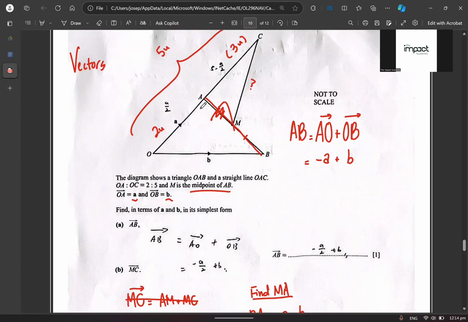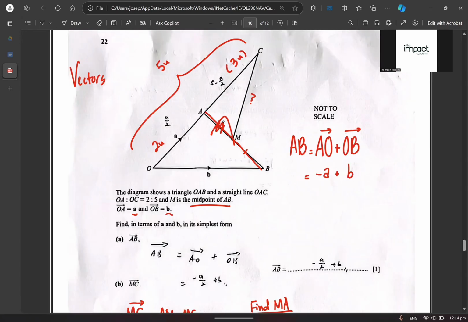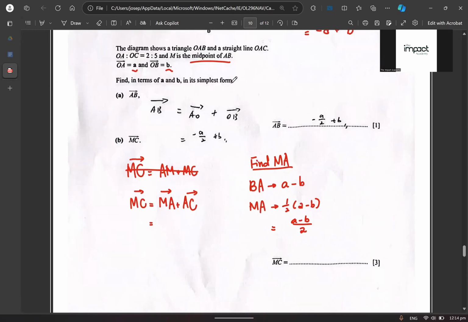Okay, MA got it. Can we find AC now? Or CA? Oh no, we want AC. Yeah. So in the same direction, right? We learned just now that 2 units is equals to A. True? That is 3 units. You understand what I'm saying? Okay, so what I want to do is I want to find AC, correct or not?